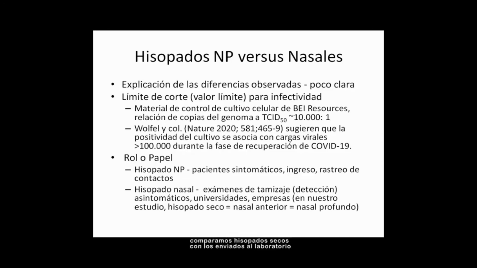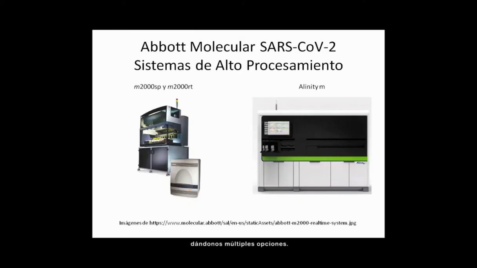In the arms of our study, we compared dry swabs, which were sent to the lab, and anterior nasal swabs and deep nasal swabs, and they appeared to perform equivalently, giving us multiple options.